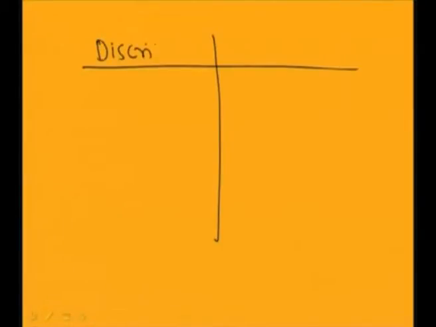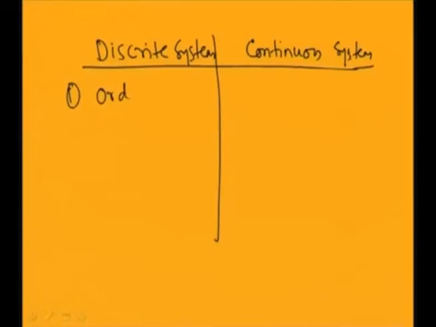In contrast to discrete systems, if I distinguish between the vibration of discrete systems and of continuous systems, you can note the difference. The first difference is that in a discrete system the equations can be written as ordinary differential equations, but in a continuous system you write them as partial differential equations.